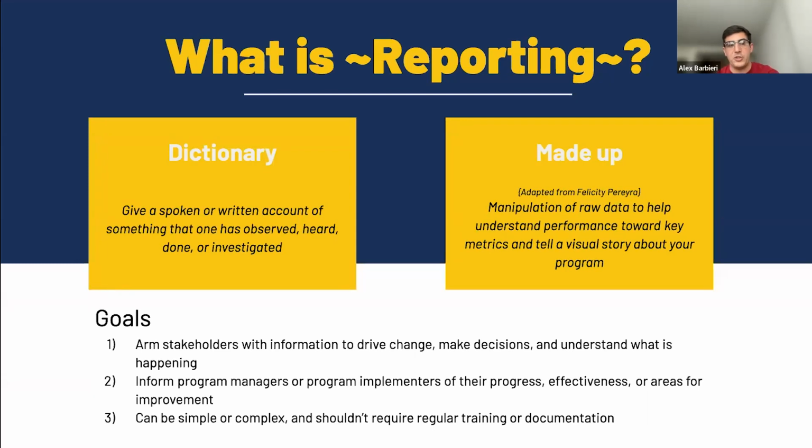The goals of your report should be, one, basically just to arm stakeholders with information that can help drive change, make decisions, and understand what is happening. If you're building out a program, those are things that you need to be able to know in order to decide whether or not the program is functioning the way that you expected it to, and whether you need to make any decisions to pivot or make adjustments to it in order to reach the goals that you had previously set. The second goal, similar, is, again, you want to inform program managers or program implementers of the progress, the effectiveness, or the areas for improvement.